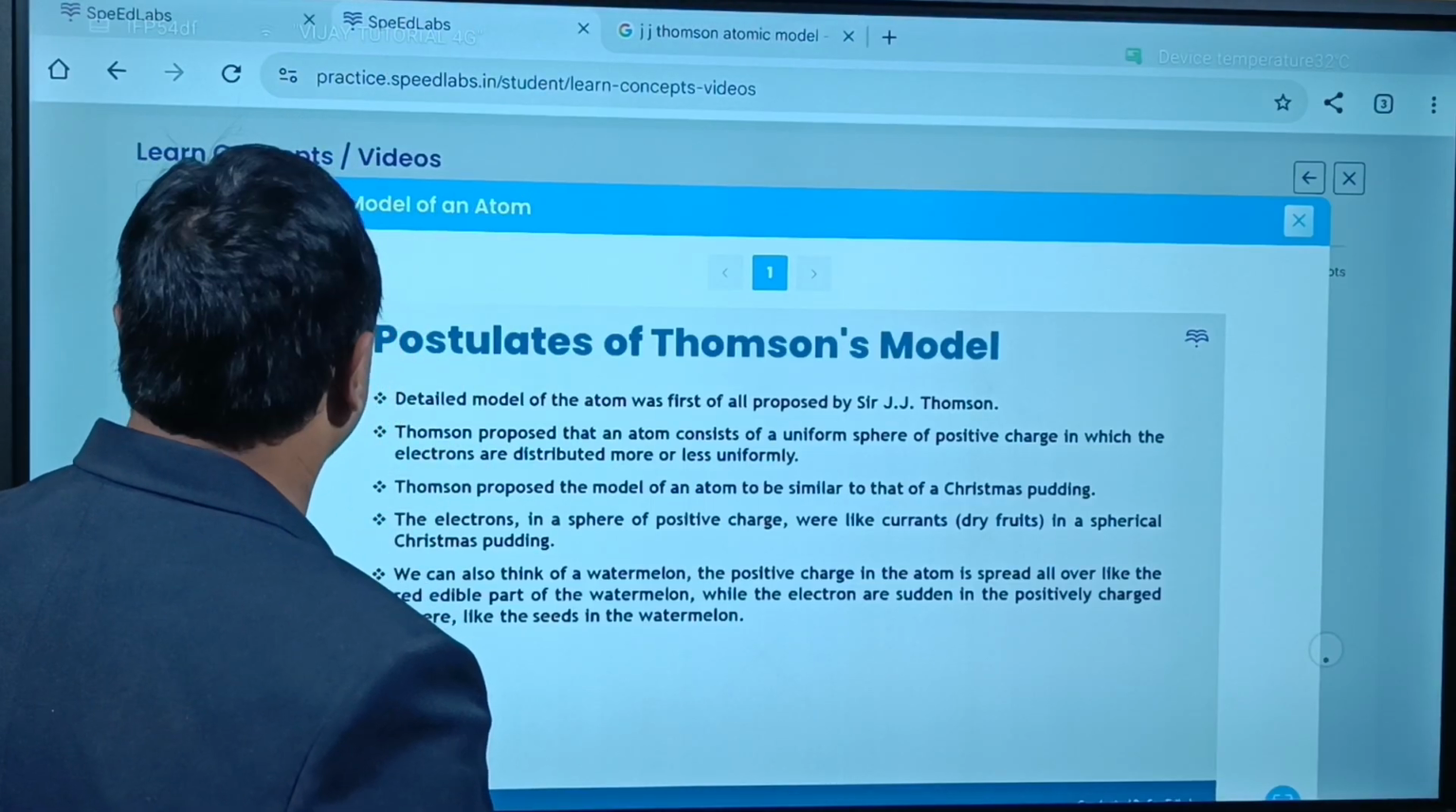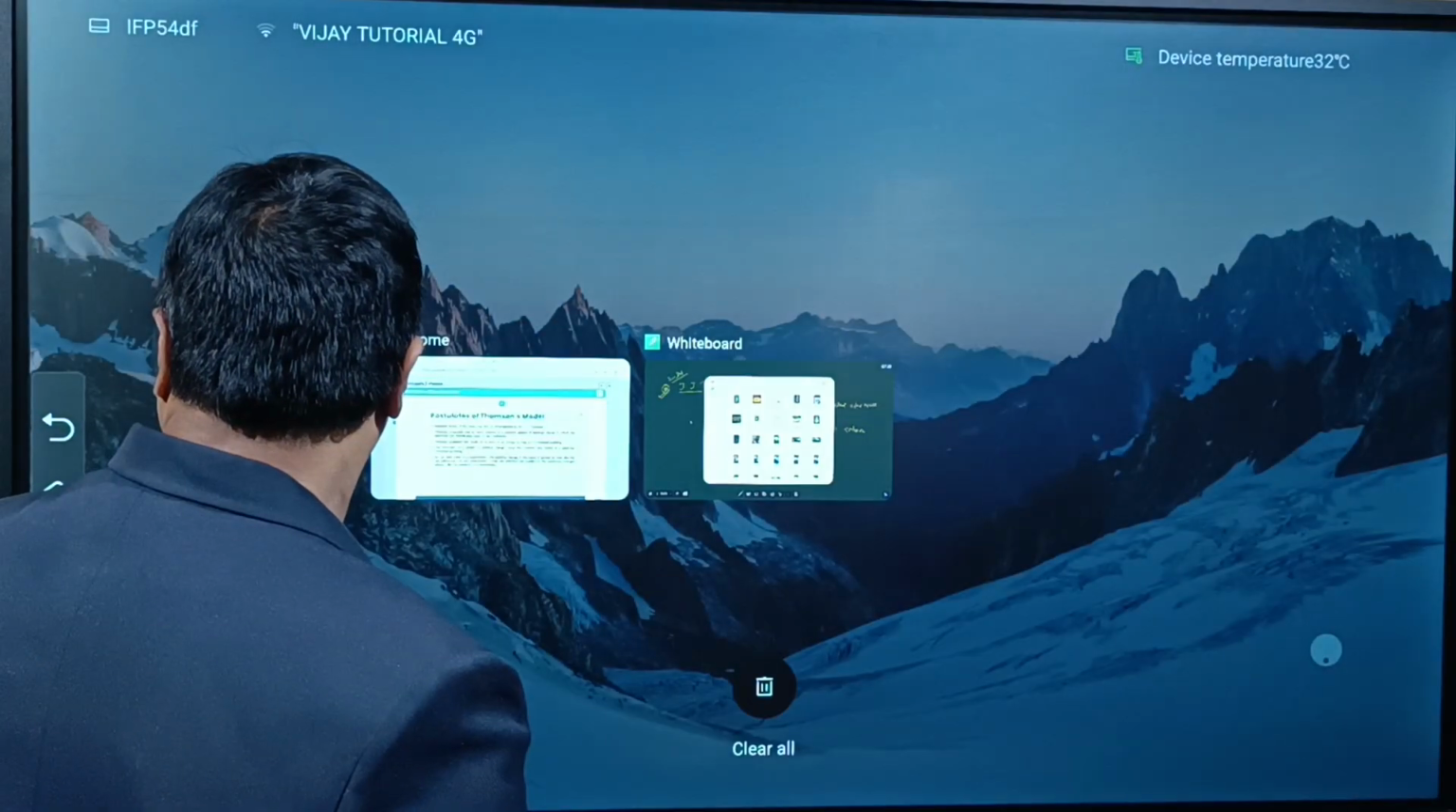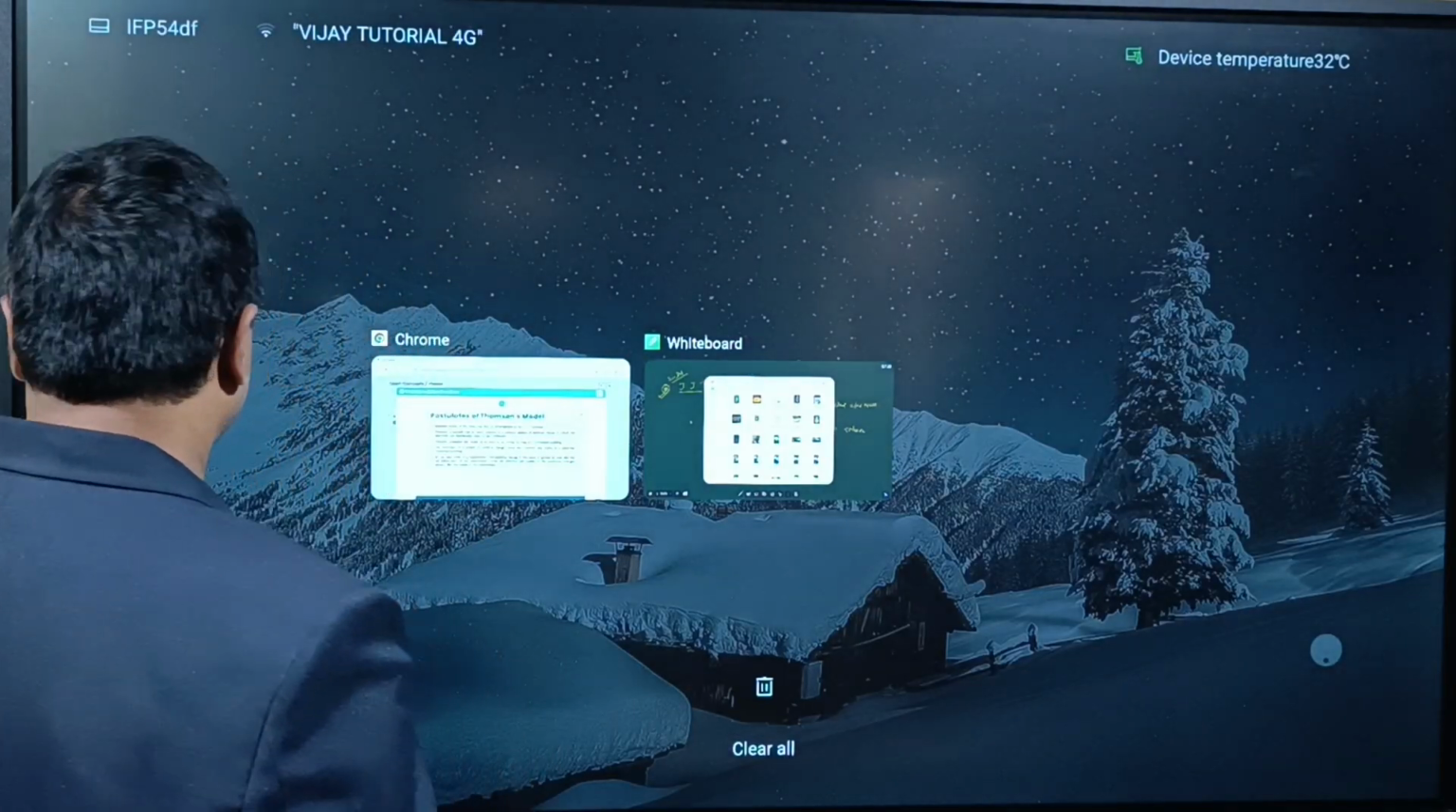Here Dalton's atomic postulates are also there. You can go through them. What are Dalton's atomic postulates?